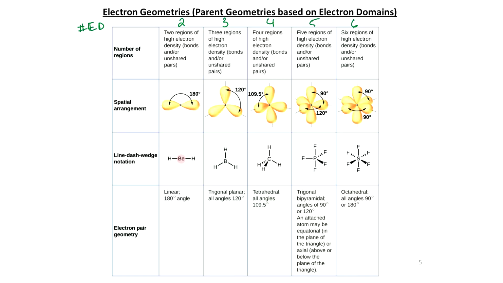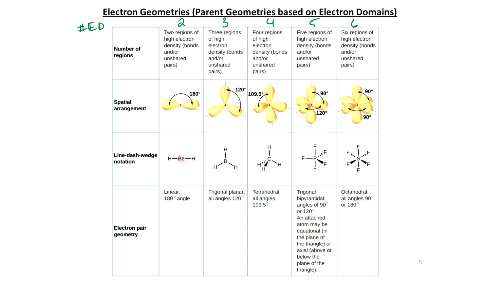Linear is 180. When we have 3 electron domains, I like to think of siblings who hate each other and want to get away from one another as efficiently as possible. So here we have 3 domains of electrons trying to repel one another. And so we get this arrangement where all three domains are in a plane. So we call this trigonal planar.